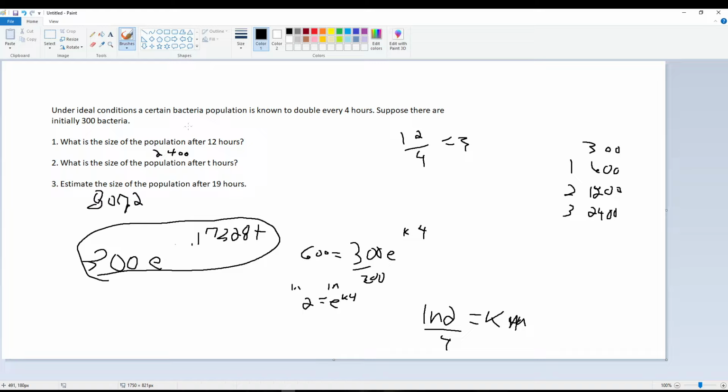That's pretty much how you do it. First answer is 2400, second one's this equation, the last one's 8072. You can do all this even if you have different numbers. It's pretty much the same thing. Hopefully that helped. Thanks.